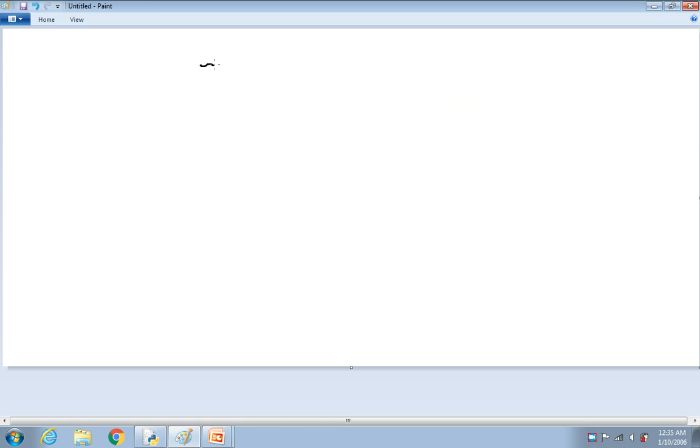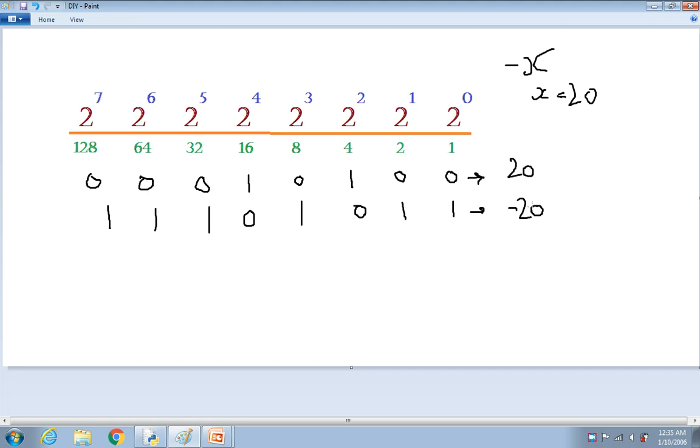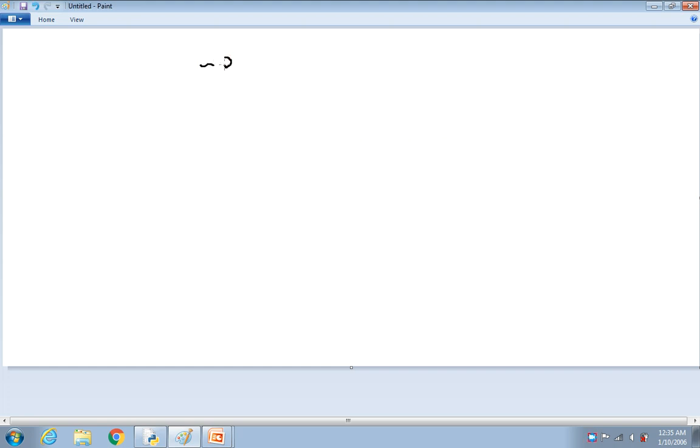Another general formula to calculate the complement of x is minus x and then minus 1. Suppose your x is equal to 20, then how will you calculate the complement of x? You have to apply the formula, that is minus 20 and minus 1. 20 plus 1 is 21. When both the signs are negative, you have to put the negative sign.